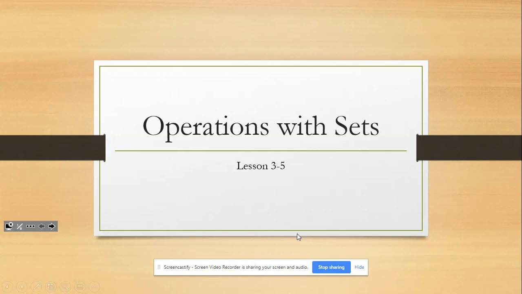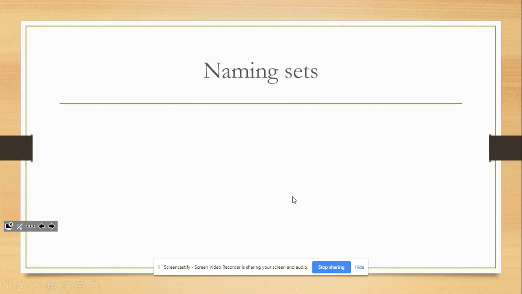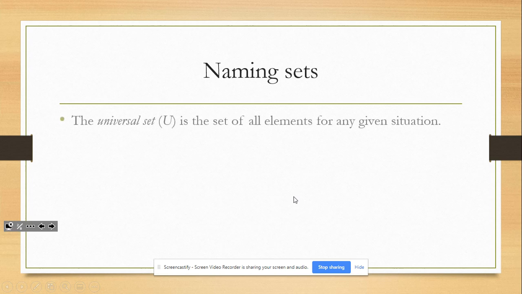This is lesson 3-5, operations with sets. First thing we need to discuss is how to name sets. The universal set, which we call U, and notice please that U is in italics, so if you're writing it, you want to have it slightly slanted. The universal set is the set of all elements for any given situation.